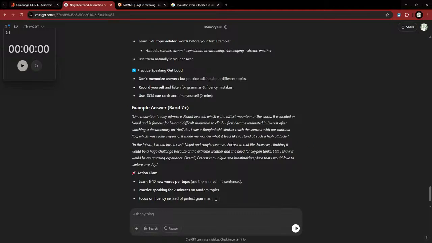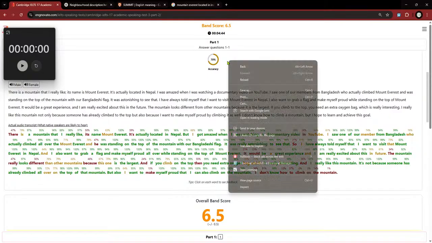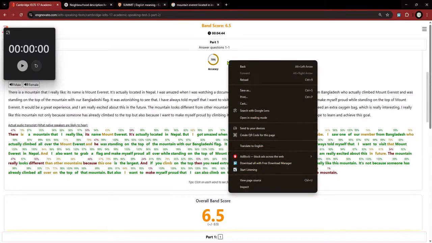It made me wonder what it feels like to stand at such a high altitude, such a high position. In the future, I would like to visit Nepal and maybe even see Everest in real life. However, climbing it would be a huge challenge because of the extreme weather and the need for oxygen tanks. Still, I think it would be an amazing experience. Overall, Everest is a unique and breathtaking place. Again, I got 6.5.